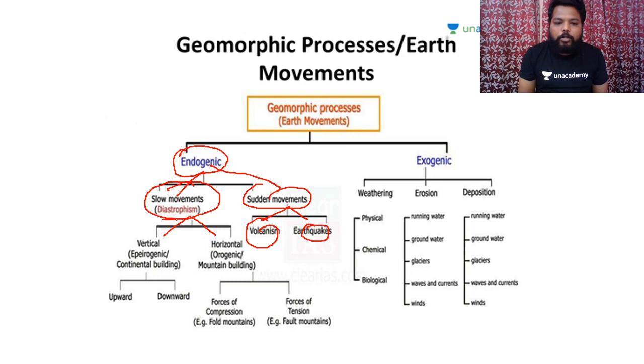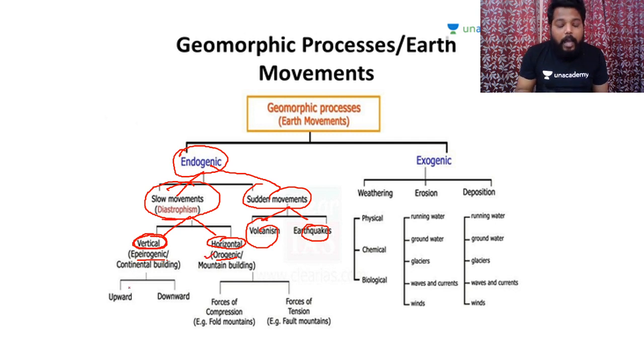In these diastrophic movements, we can divide them into two basic things. One is epirogenic movement and one is orogenic movement. So we would have vertical slow movement and horizontal slow movement. Vertical slow movement is called epirogenic and horizontal movement is called orogenic. Clear?